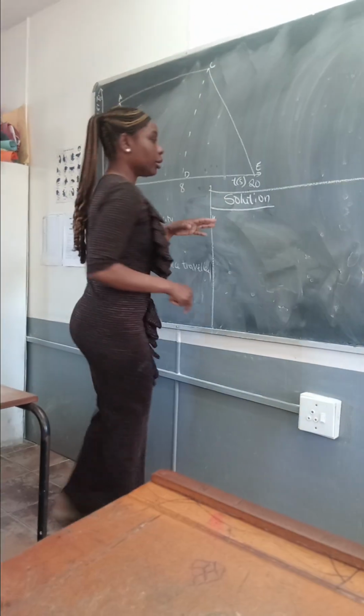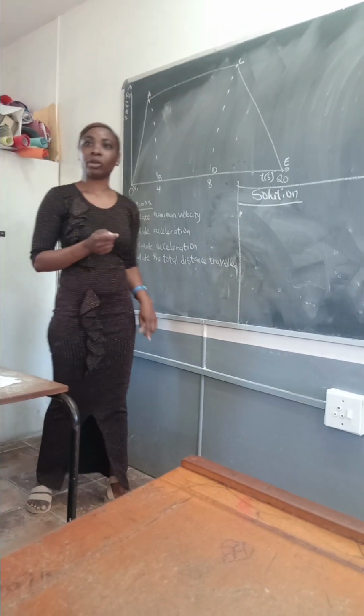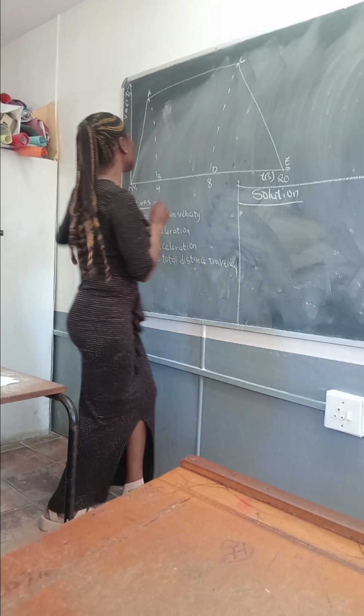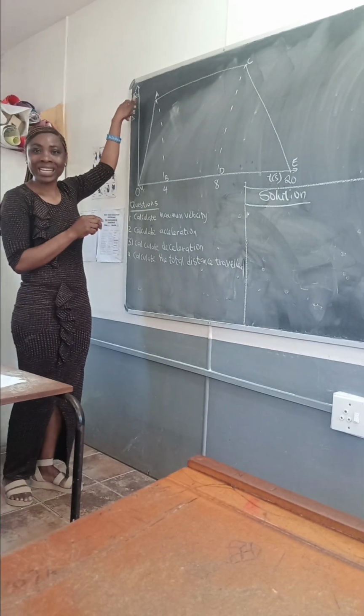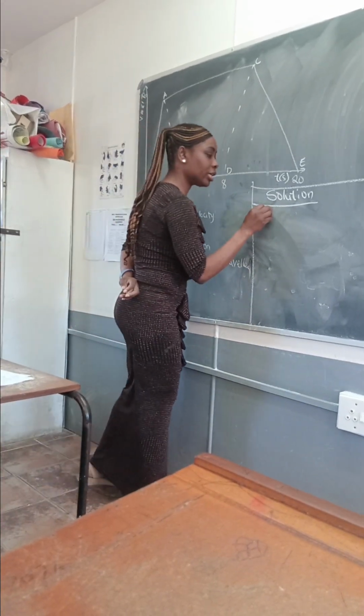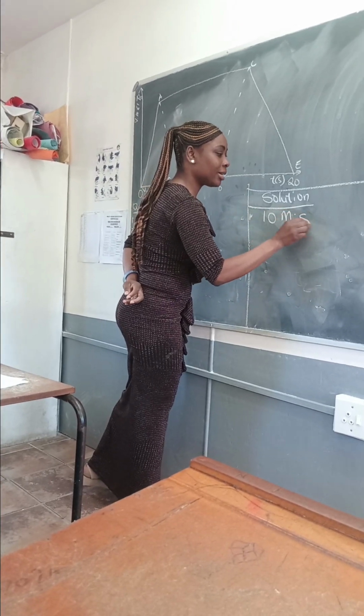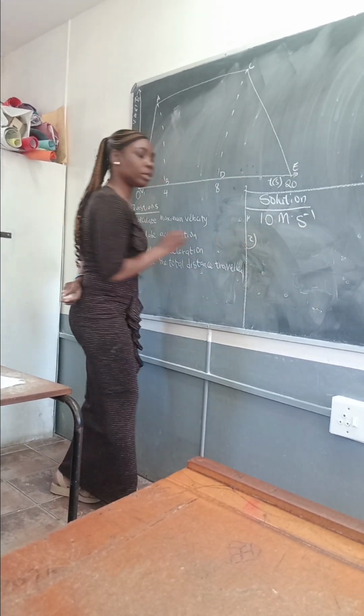So we are going to start with the maximum velocity. And what is the maximum velocity? That means velocity at its peak, the highest velocity, which is 10 meters per second. Let's go to question number 2.